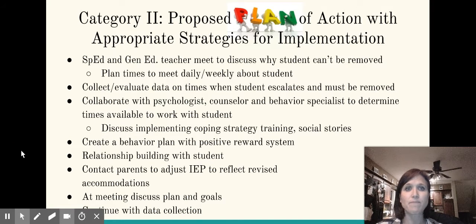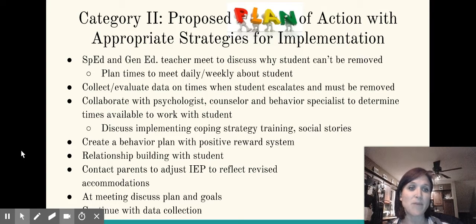Proposed plan of action as well as strategies for implementation. Well, first of all, I would need to coordinate a time for the special education and general education teacher to meet to discuss why the student can't be removed, and also get collaboration and just kind of get those two teachers on the same page and understand one another and their perspectives.